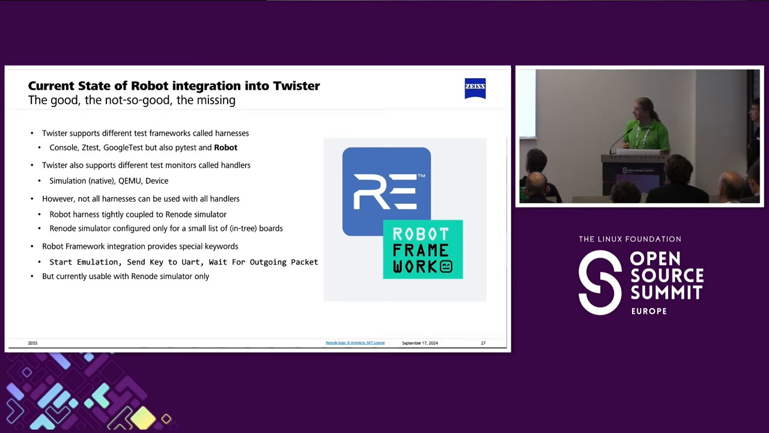And some of you are probably familiar with the technologies, and some of you mentioned already you've looked into robot, will know that in Twister, a couple of test frameworks are already being supported. The Twister language calls them harnesses. It all started with the console harness, and these days we also have the ztest harness for Zephyr tests. A Google test harness was added fairly recently, and more recently still, we have a PyTest harness and a robot harness. So we thought, well, that's okay, cool.